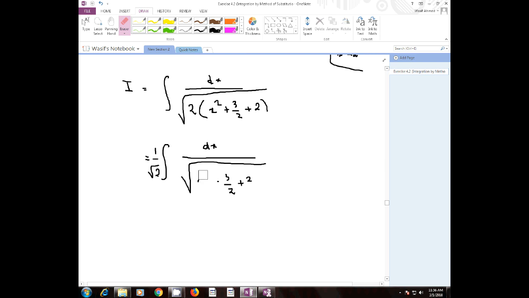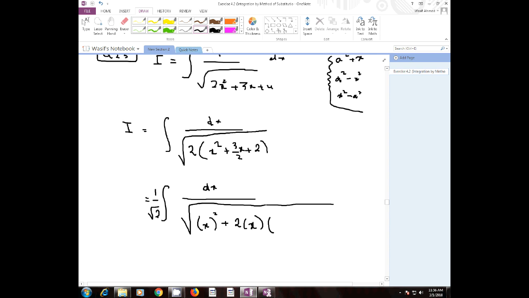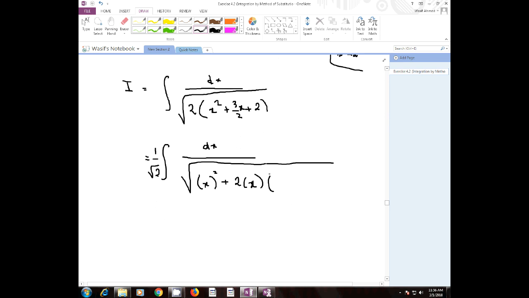Now you have to apply the technique of completing the square here. a square plus 2ab. b is the half of the coefficient of x, since in the previous term the coefficient of x is 3 divided by 2. Therefore its half is 3 divided by 4. We have to add the square of 3 by 4, and to counterbalance it, we have to subtract it, that is, we have to subtract 9 divided by 16. And the last term was plus 2.